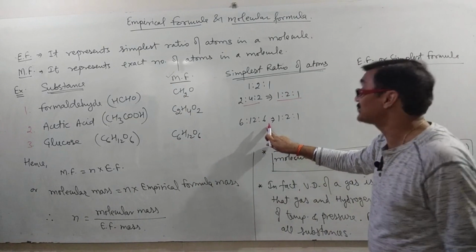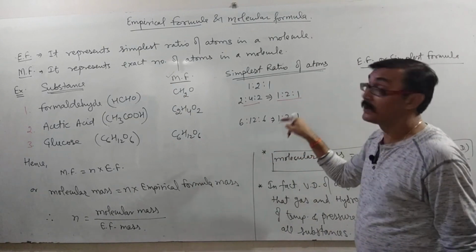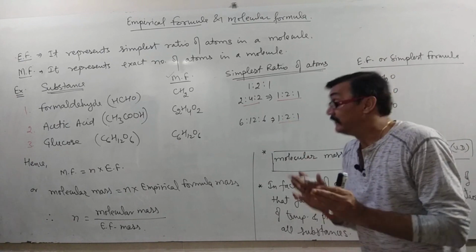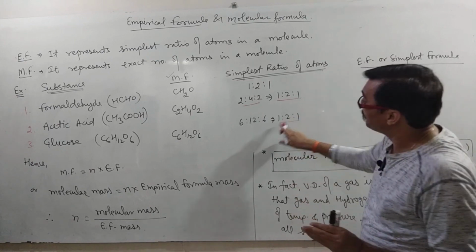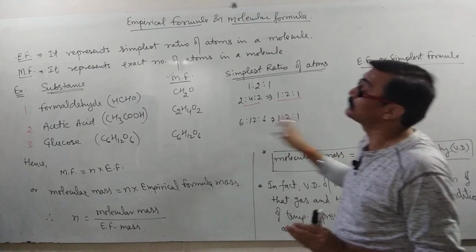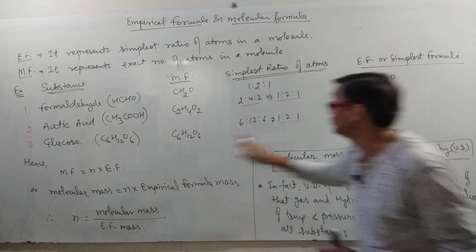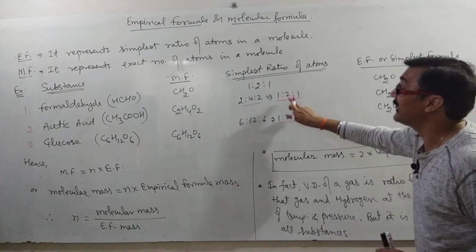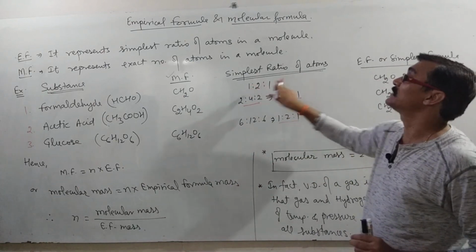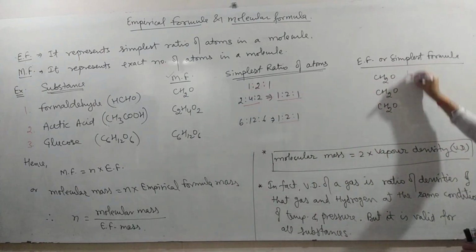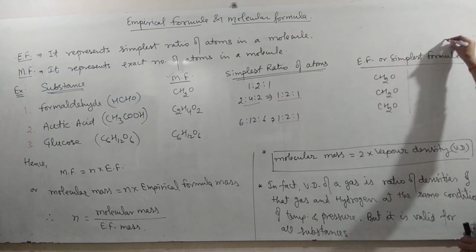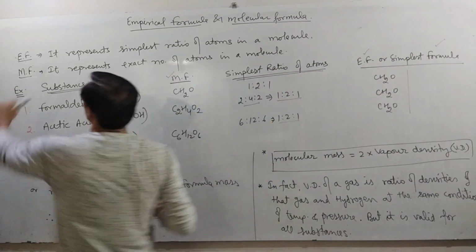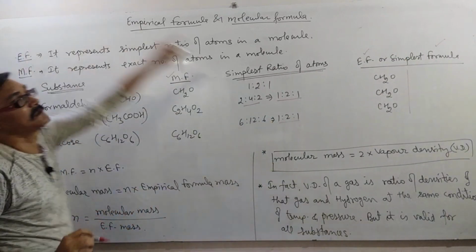So their simplest ratio is 1:2:1. When a formula is written in the form of the simplest ratio of the atoms of different elements, that is CH2O. These are called simplest formula or empirical formula. Empirical formula is also called the simplest formula.